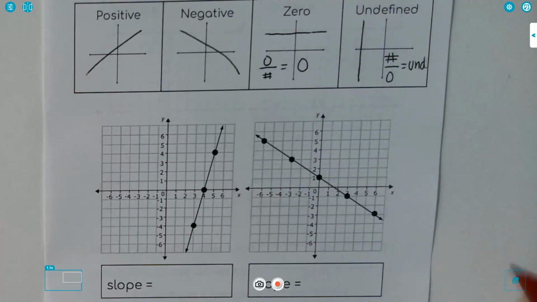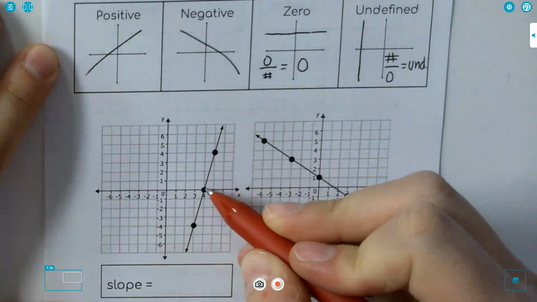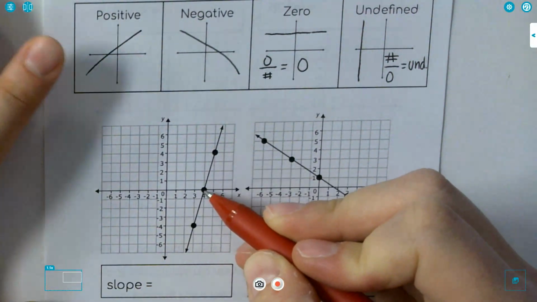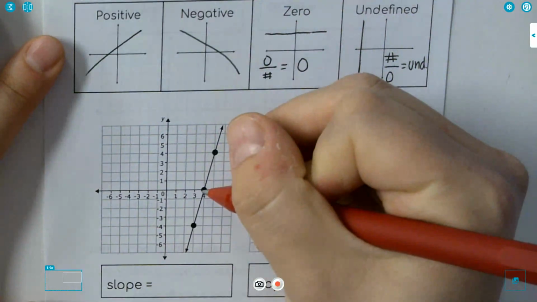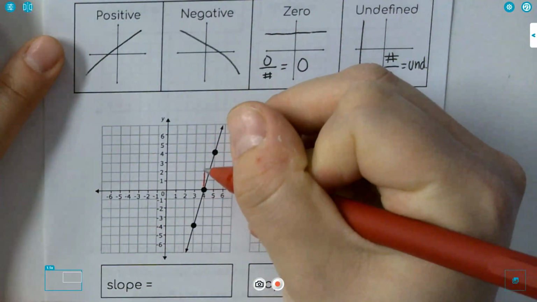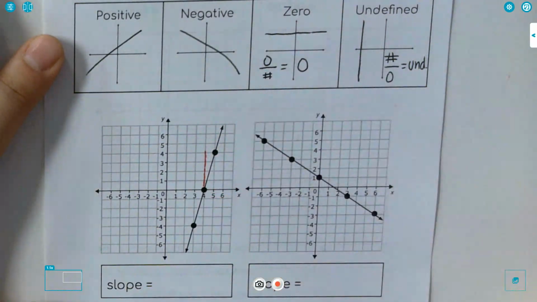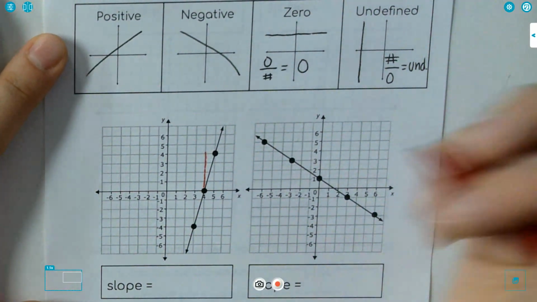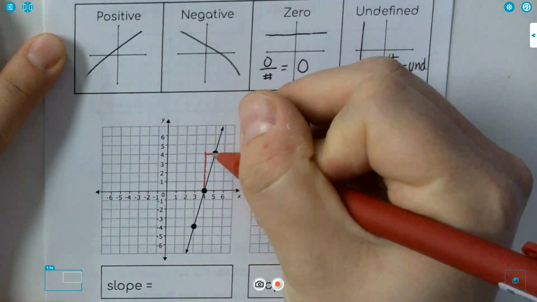We are going to start at the point on the left. So I'm going to choose to use this point and this point. So we're going to start on the left, and we need to count how far we rise. So we're going to count how far we go up. So we go up 1, 2, 3, 4. Now I like to draw a line there. Then we need to count how far we run. So we go straight to the right, 1.